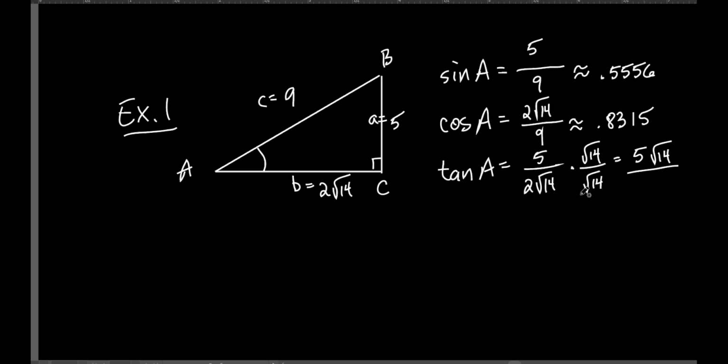Let's do this in our head. So it's 2 times what? 14. What's 2 times 14? 28. That right there is the simplified exact answer for the tangent of A.